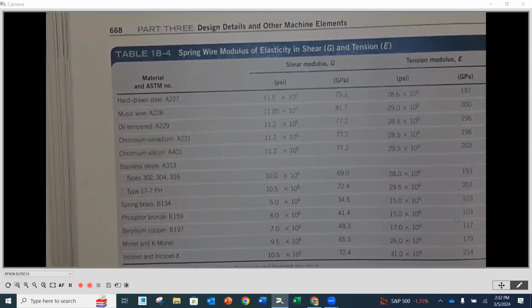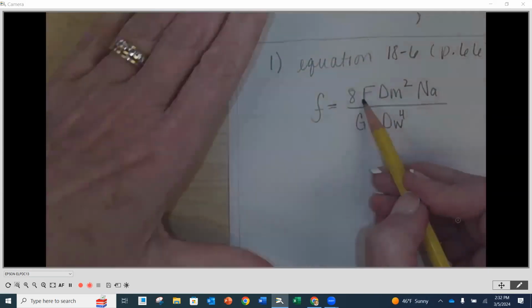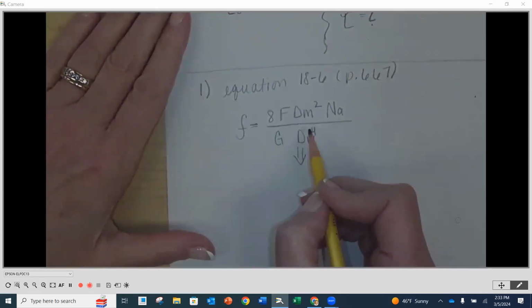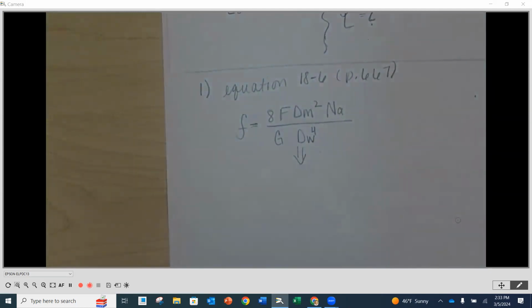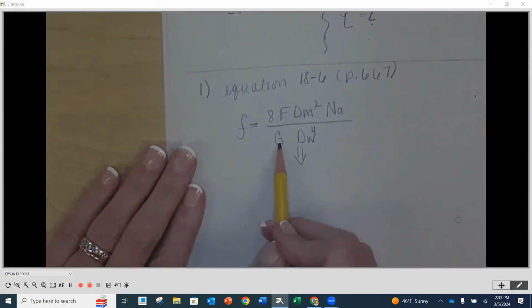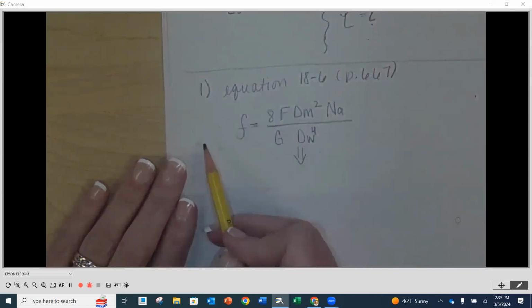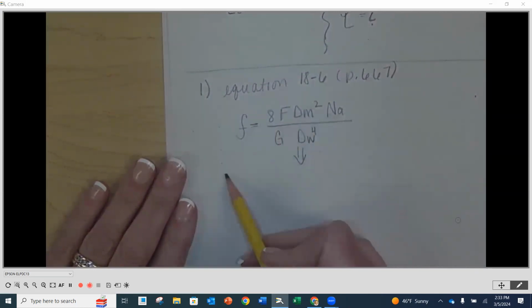So now knowing this, we have everything that we need in order to solve for our capital F in that equation. So let's go ahead and do that. Let's rearrange to solve for capital F. Now I'm going to point a lot and then I'm going to write it. As we look here, we want to get F by itself on the right-hand side of the equation. It's in the numerator, so that's helpful. So I'm simply going to multiply G up on the other side, our dW or our wire diameter to the 4th on the other side. And then I'm going to divide by 8, divide by the mean squared, and then divide by the number of active coils.